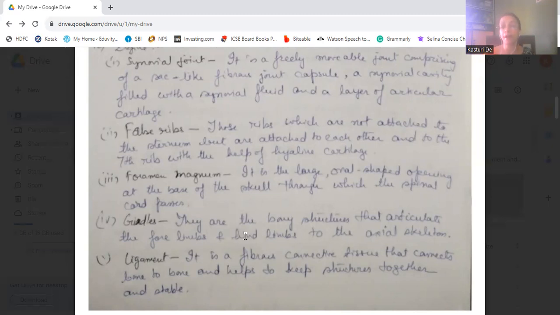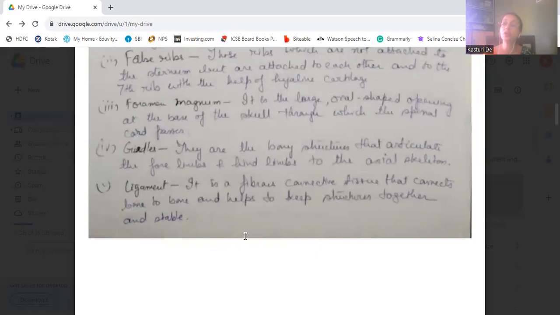Then foramen magnum. What is foramen magnum? It is a large oval-shaped hole or opening at the base of the skull through which the spinal cord comes out from the brain and passes through the vertebral column. Then girdles. Girdles are the bony structures that articulate the forelimbs and the hind limbs to the axial skeleton, like the pectoral girdle and the hip girdle, that is the pelvic girdle.